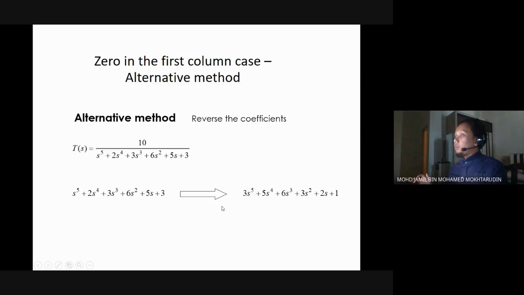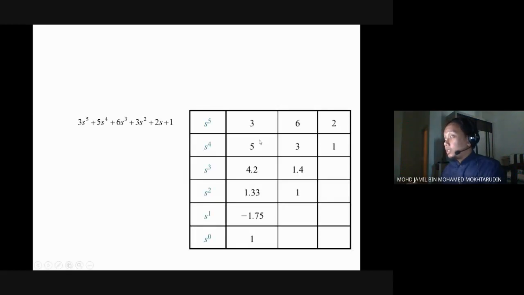And then after you reverse the coefficient, you perform the usual Routh Hurwitz table method, okay? So you substitute the first two rows, S5 and S4, with the coefficients of the denominator, and then you calculate for the rest of the rows. And then you check the first column. Whenever you reverse the coefficient, you will see that there is no more 0 in the first column. So it's a lot easier than the first method. So you don't need to assume an epsilon, okay?